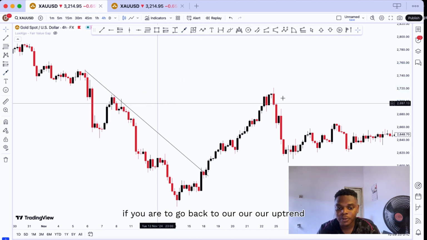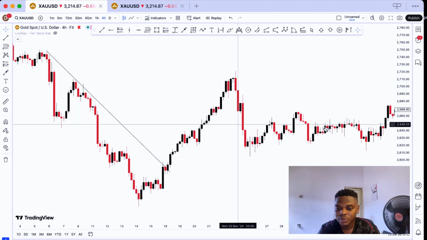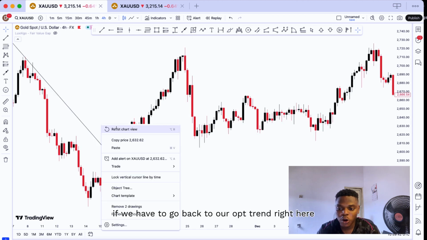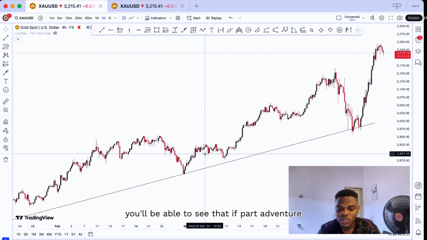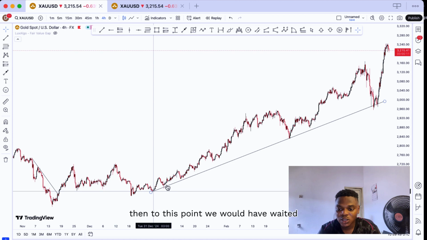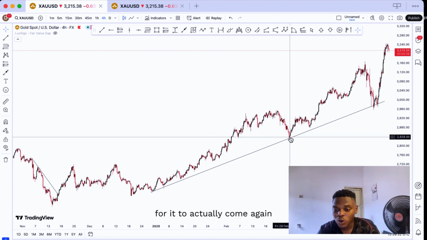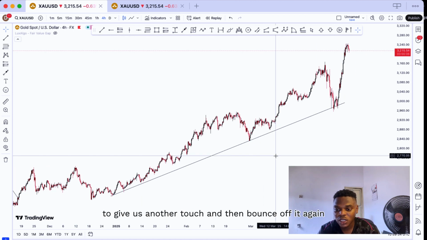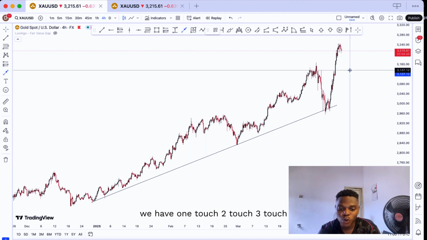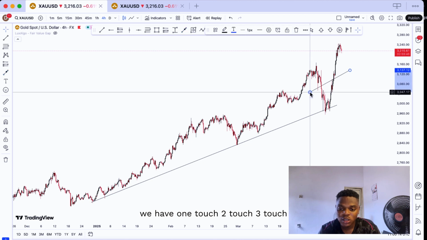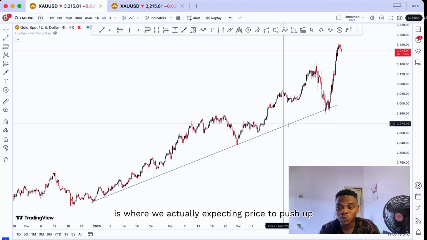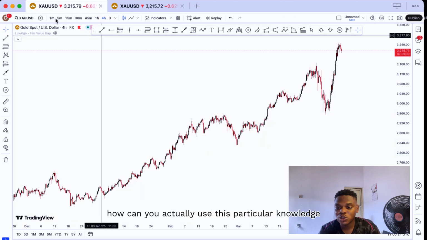If we are to go back to our uptrend right there, you'll be able to see that if by adventure we actually connected this point to this point, then to this point, we would have waited for it to come again to give us another touch and then bounce off it again, which will now tell us that okay, we have one touch, two touch, three touch, then the fourth touch is where we are actually expecting price to push up.